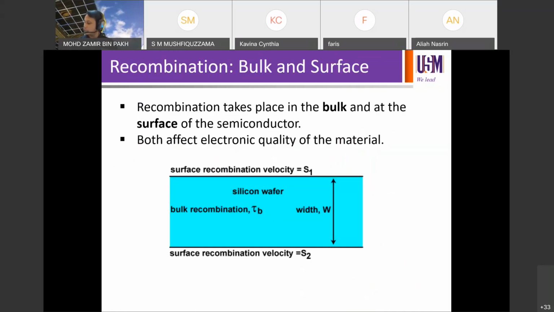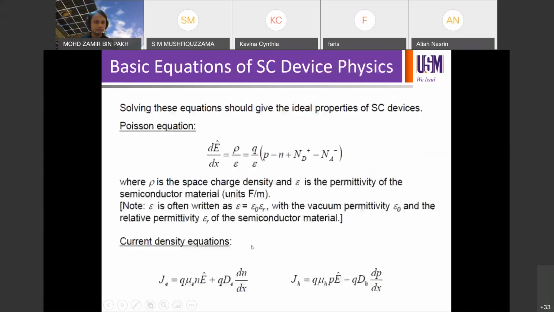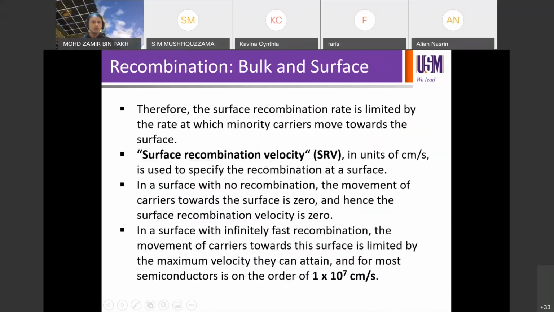All right, so recombination, let's finish it off. We are almost done. So when you talk about recombination, Auger, radiative, or SRH, the recombination can happen in the bulk or at the surface.